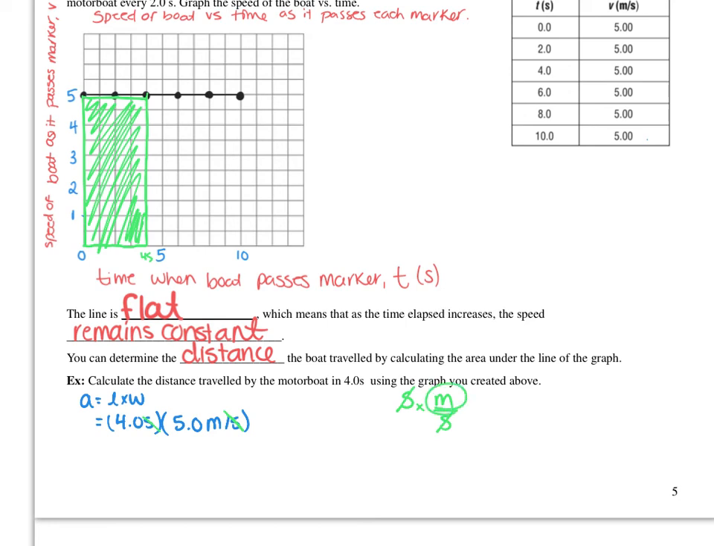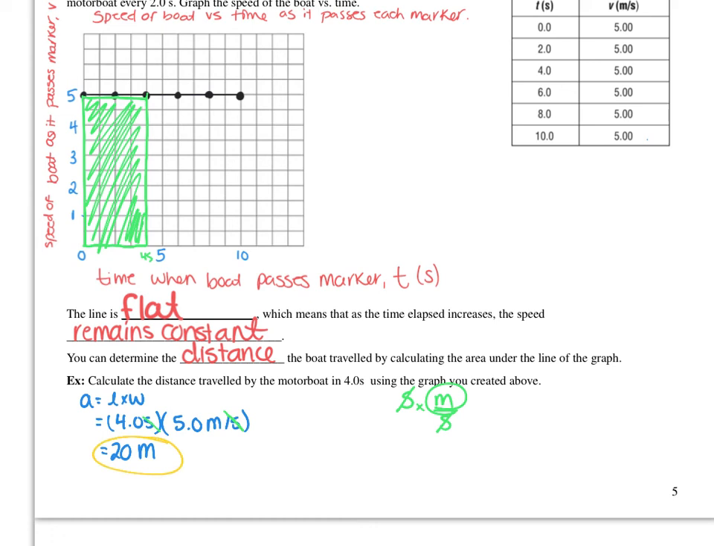And 4 times 5 is 20.0, or I guess I should say just 20. And the unit is meters. So the area under the graph is just meters, and it shows that we traveled 20 meters in 4 seconds.